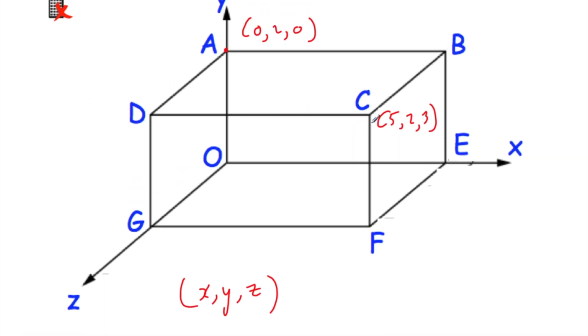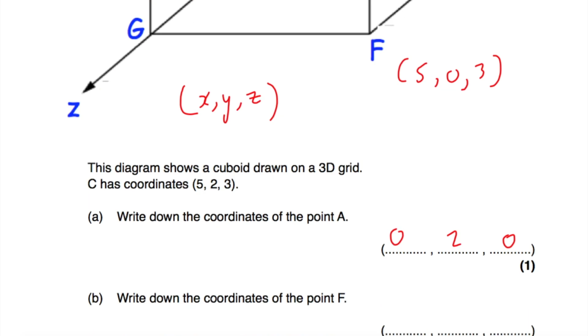And then part B says write down the coordinates of point F. So point F is here below C, so this point here. So the coordinates of this point will be 5 in the x-axis direction, so 5. And then we're not going to be moving up in the y-axis direction because it's on the base of the cuboid, so it's going to be a 0. And then we're going to be moving 3 forward in the z-axis direction, so it's going to be 5, 0, 3.